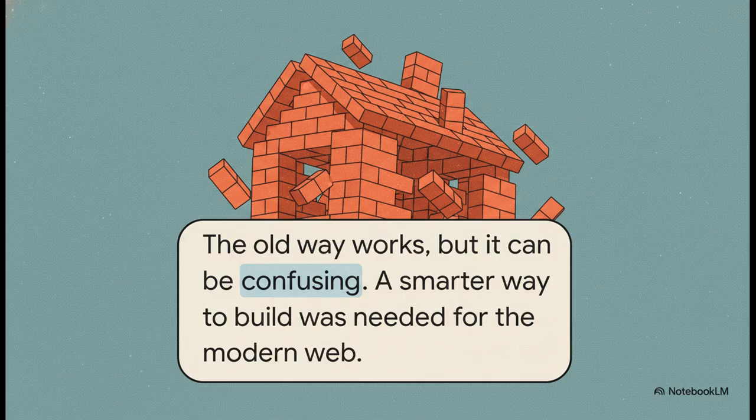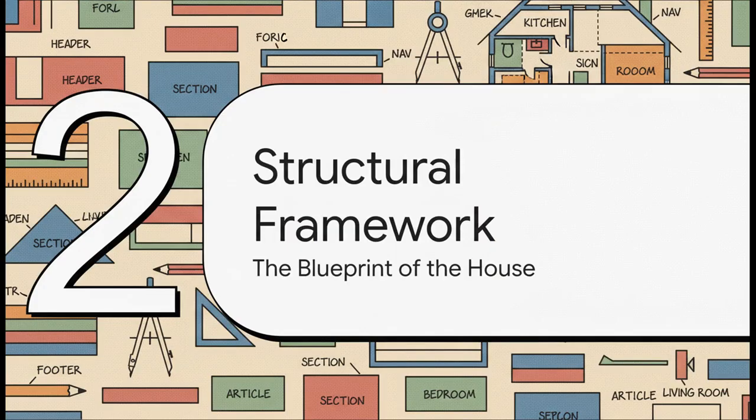So naturally, people came up with a much, much smarter way to build. And that brings us to the HTML5 structural framework. Instead of that one generic brick, we now have a whole toolkit of specialized, clearly labeled parts. This is our blueprint. It tells us, and more importantly the browser, exactly what each part of the house is for, right from the get-go.